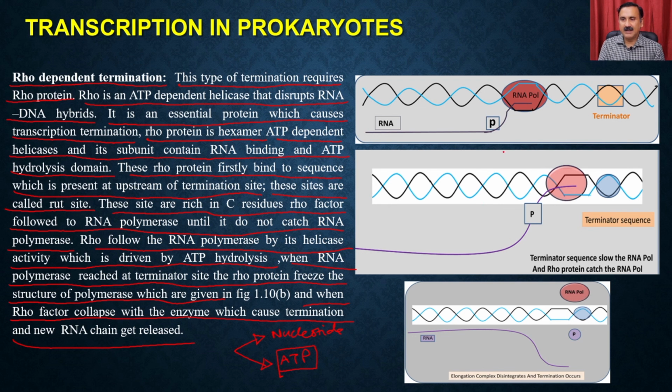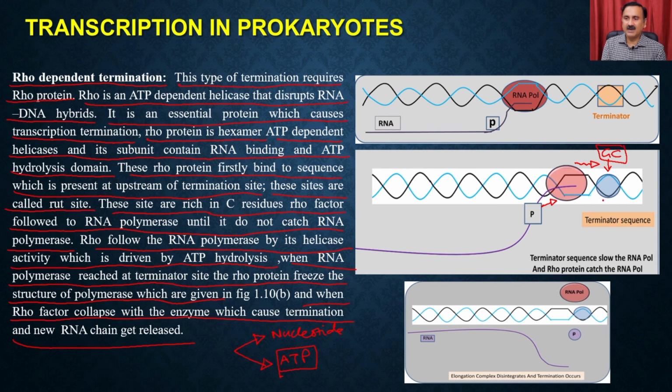So this is what exactly happens, right? So this is the RNA chain. The rho protein will go and bind to this growing chain, and then it will keep progressing, keep moving towards the transcription bubble. But what happens is that when it reaches the termination site, at the termination site the RNA polymerase speed is going to be reduced, right? Because the transcription site is going to be rich in GC sequences, right?